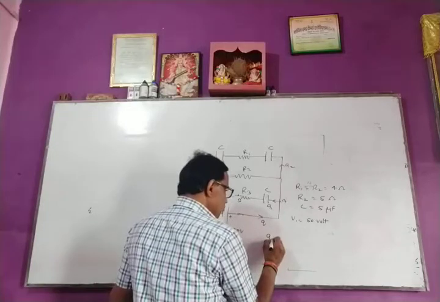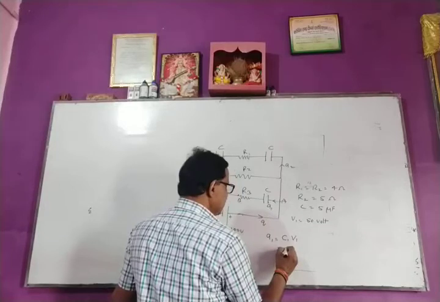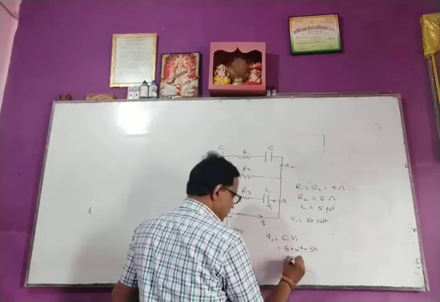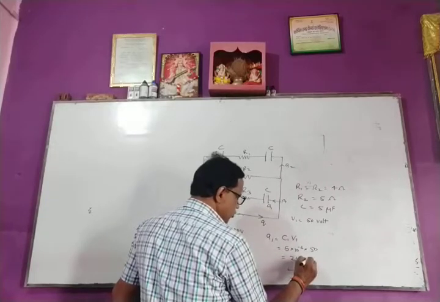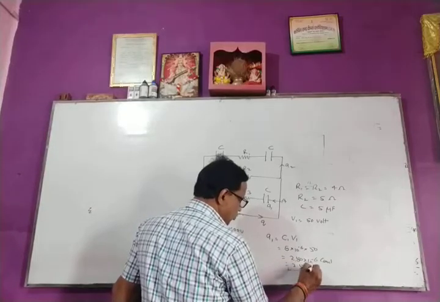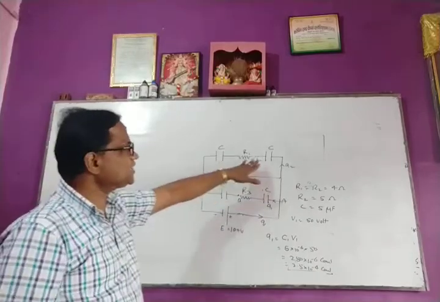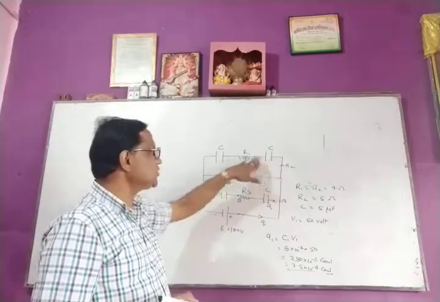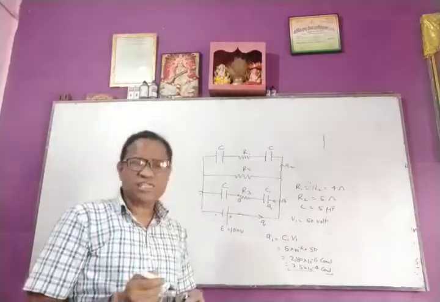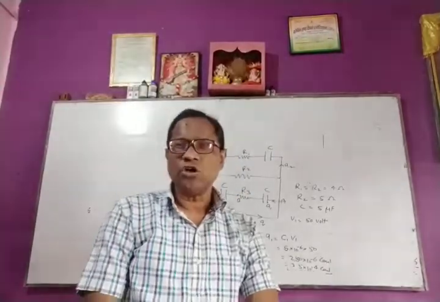So Q1 is equal to C1 into V1, that is 5 into 10 power minus 6 into 50. So 250 into 10 power minus 6 coulomb. So 2.5 into 10 power minus 4 coulomb on each capacitor. The same case, 50 volt across this, 50 volt across this. So charge on each capacitor is 2.5 into 10 power minus 4 coulomb.